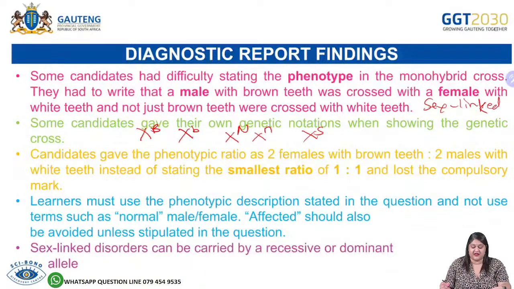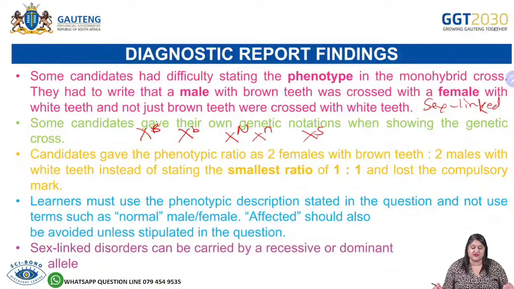Candidates gave the phenotypic ratio as 2 females with brown teeth and 2 males with white teeth, instead of stating the smallest ratio, which was 1:1, and that's how they lost their compulsory mark. Learners must use the phenotypic description stated in the question and not use terms such as normal, male or female, and affected. Affected should also be avoided unless it is used in the information. So if they give you information and they say an affected male with hemophilia, if they use those phenotypic descriptions, then you're allowed to use it. But please stick to the phenotypic descriptions that are given to you in the question.